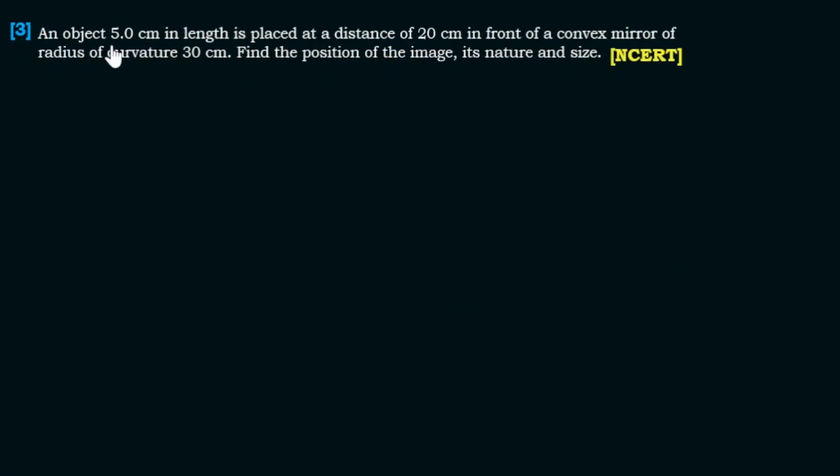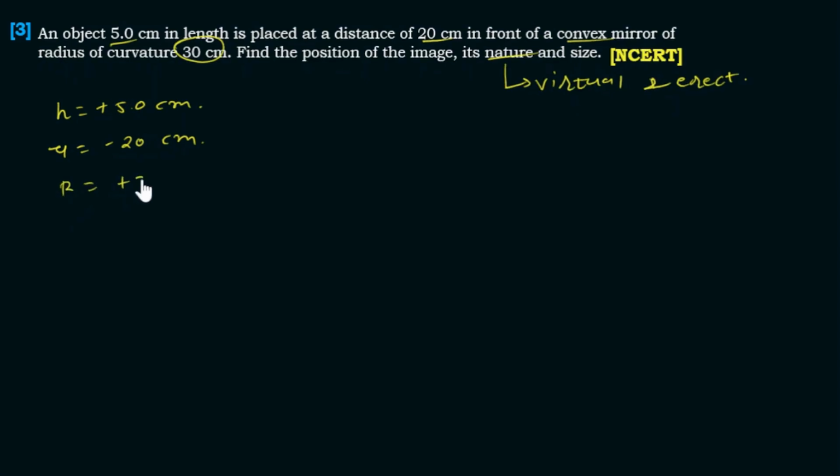An object 5 cm in length is placed at a distance of 20 cm in front of a convex mirror of radius of curvature 30 cm. Find the position of the image, its nature and size. Again, as we know, the convex mirror always produces a virtual and erect image. Now, the 5 cm is the size of the object. The 20 cm is the object distance. Therefore, the value of u is given as minus 20 cm. And the radius of curvature is 30 cm. Therefore, r equals plus 30 cm. The focal length always equals half of the radius of curvature, so it will be equal to plus 30 by 2 equals plus 15 cm.